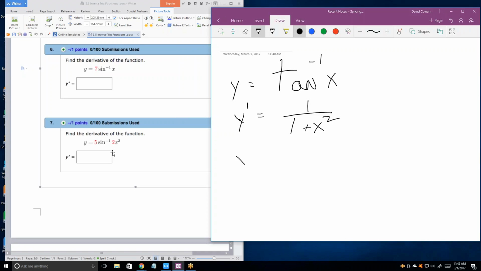There are three that you really want to memorize. There's inverse tangent, there's inverse sine. I'll go ahead and give them to you, but trust me, you want to memorize these.